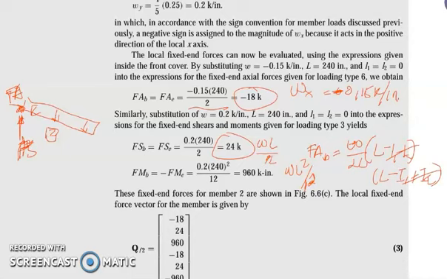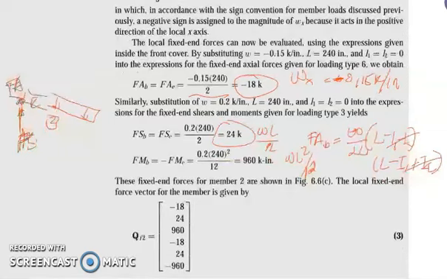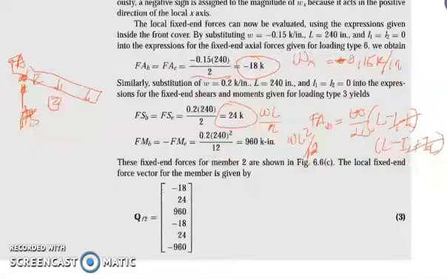And if we substitute the values, our W here is equal to 0.2, times 240 squared all over 12, and we get a value of 960 kips-inch. This means that the moment force at the beginning is 960 kips-inch, and the moment force at the end is negative 960 kips-inch.